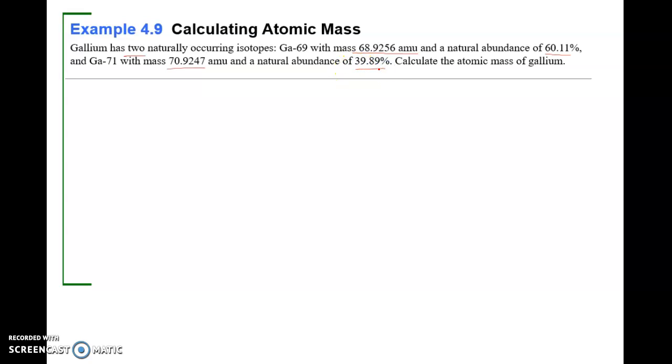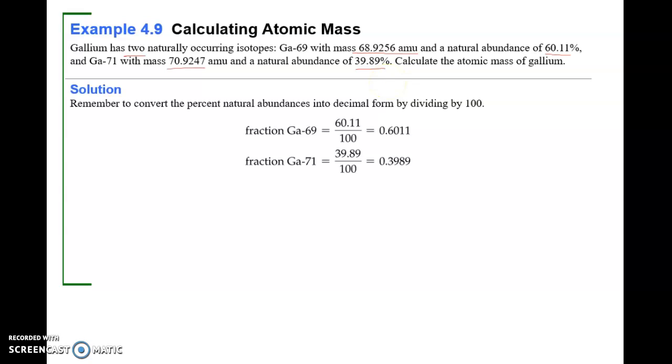So basically what that means is 60.11% of the gallium that you'll find would be this gallium-69, and the other 39.89% would be the gallium-71. All right, so if we're going to determine the atomic mass, you guys are going to take your percentages and turn them into decimal form.